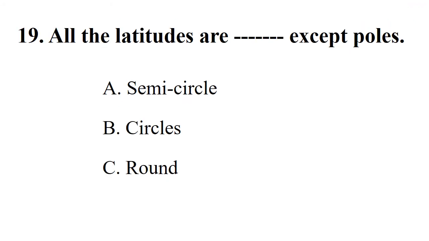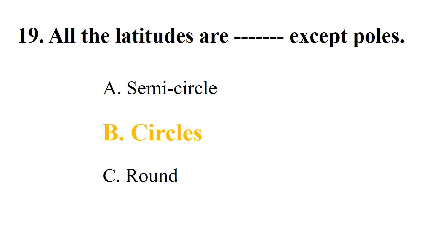Next, all the latitudes are dash except poles. Options: semicircle, circles, round. Right option: circles.